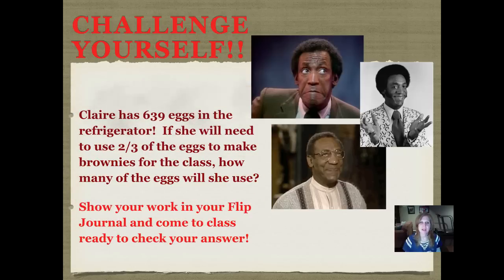Here we go. Claire has 639 eggs in the refrigerator. If she will need to use 2/3 of the eggs to make brownies for the class, good idea, Claire. How many of the eggs will she use? Show your work in your flip journal and come to class ready to check your answer tomorrow.